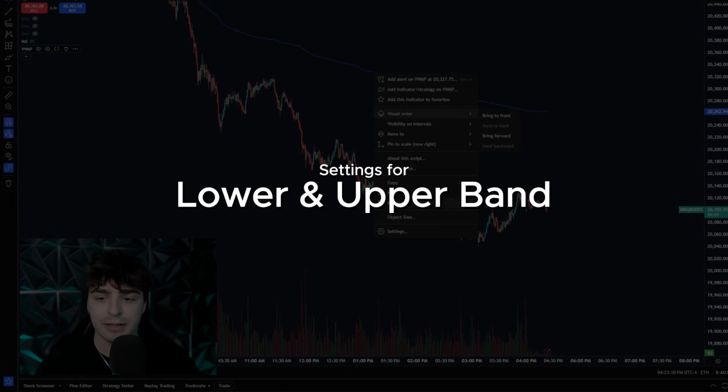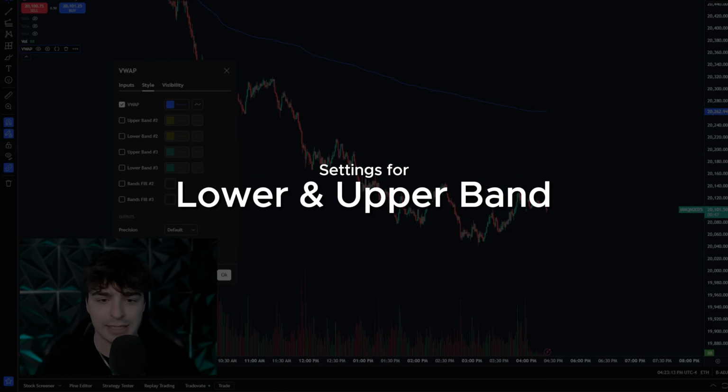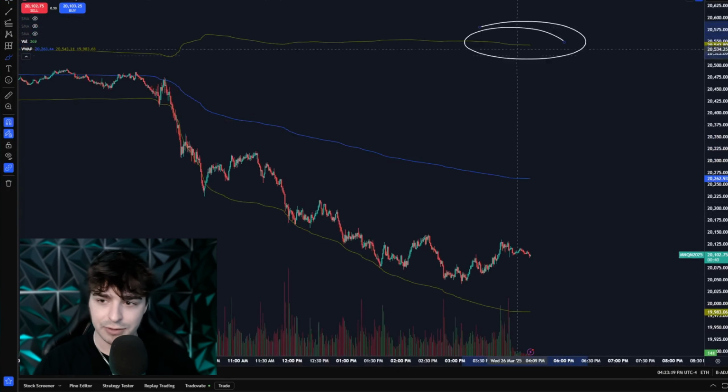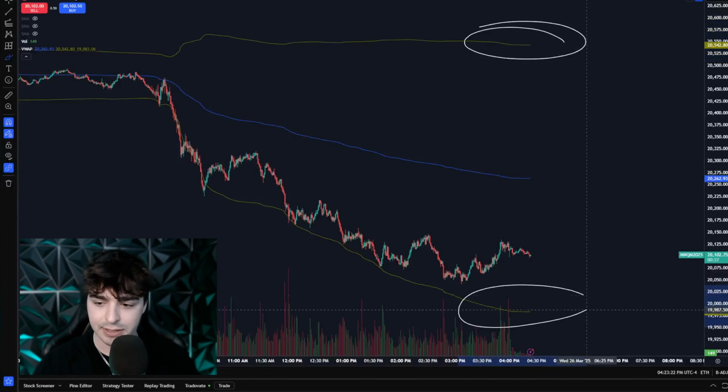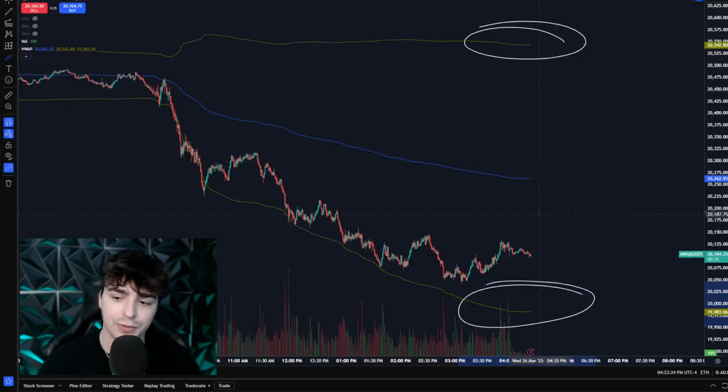Now there's a little secret on the VWAP indicator on TradingView that I have not seen many people use, but it makes a huge difference and has personally been the game changer for me. And that is the lower and upper band settings here and here. Very simply put, this upper band is 2 standard deviations away to the upside, and this lower band is 2 standard deviations away to the downside.